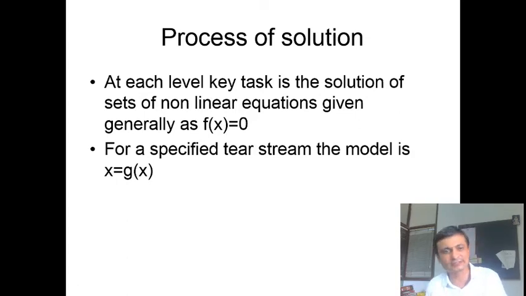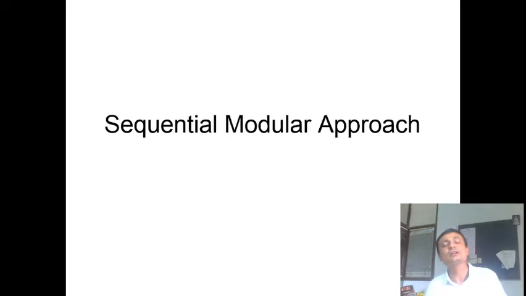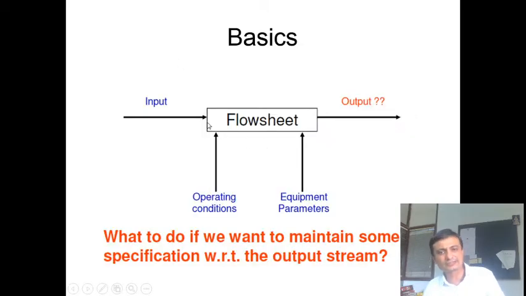There are two kinds of models possible. It can be an f(x) = 0 kind of model or an x = g(x) kind of model, depending upon the process. We'll then discuss in detail the sequential modular approach. So we know that this is a typical problem for flowsheeting, and a sequential modular approach is capable of solving this kind of problem.